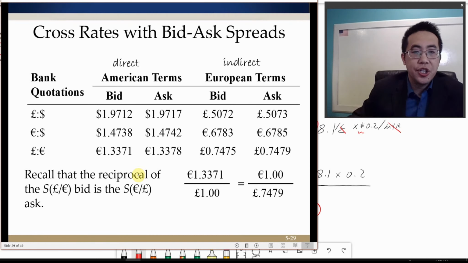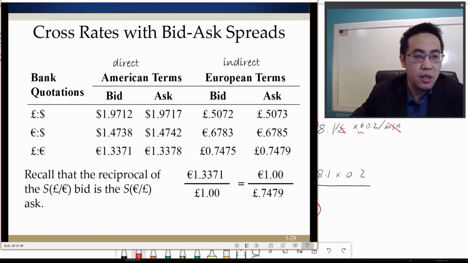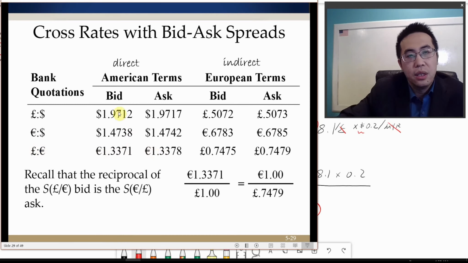Okay, and here is another example which I will not put on a whiteboard, so let me just talk through this. Here you have the two other currencies, euros and pounds, and also the cross rate of pound and euro, which is the amount of euro per pound. And you have a direct rate, you have the indirect rate. If you have this kind of setup for triangular arbitrage problems, you immediately ignore the indirect rates, or the European terms. Just ignore this, just to focus on the American terms.